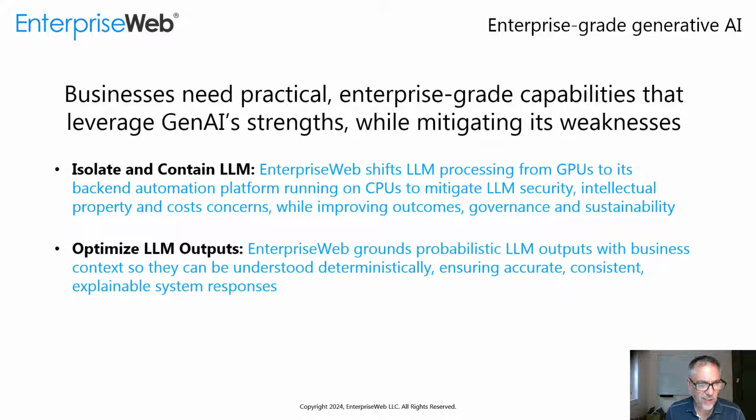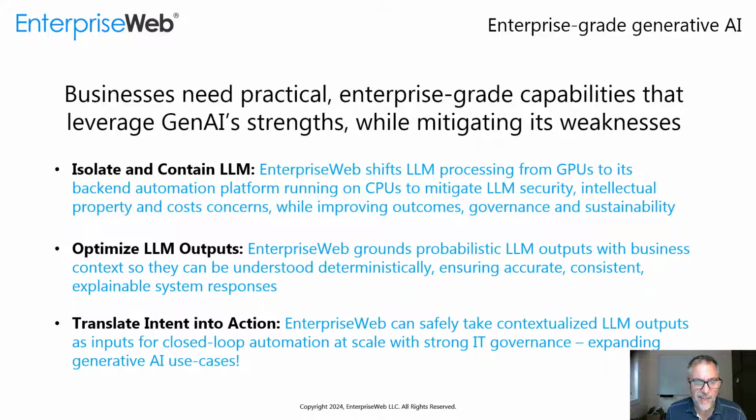We're also going to use our knowledge graph to optimize LLM outputs. So we're going to ground the probabilistic LLM outputs with the business context, the business understanding in the graph so they can be understood deterministically, ensuring accurate, consistent, and explainable system responses. So of course, that's important to everyone, but that's not where we stop. Now that we can deterministically understand an interaction with an LLM, enterprise web can use that to trigger complex automation with strong IT governance, expanding the scope of generative AI use cases.